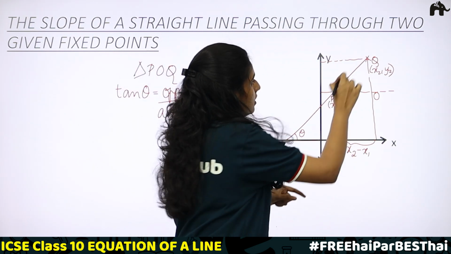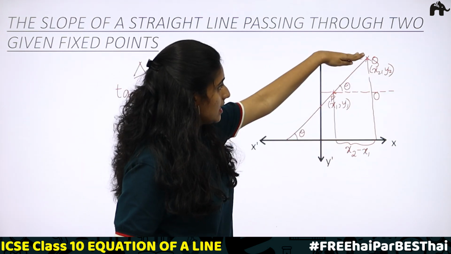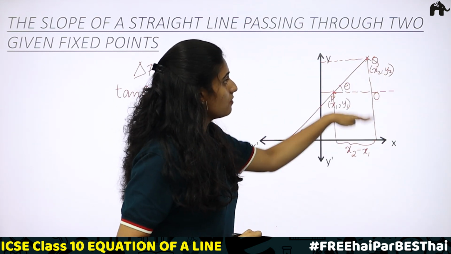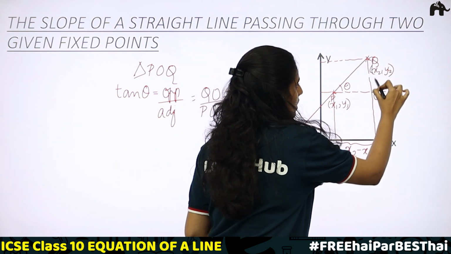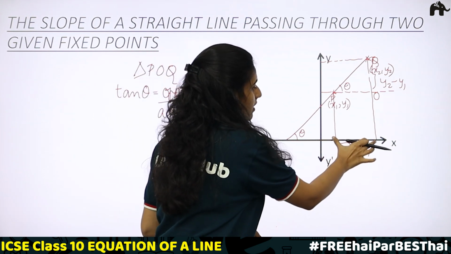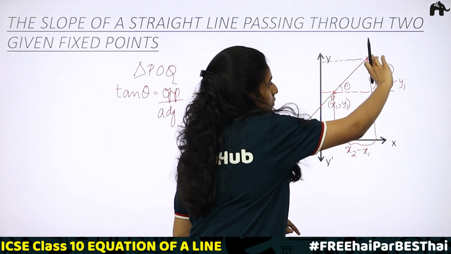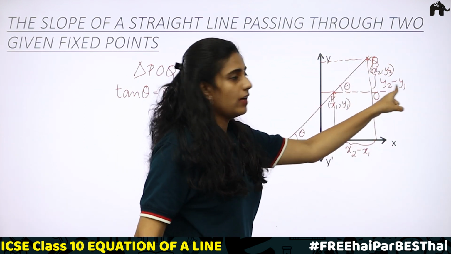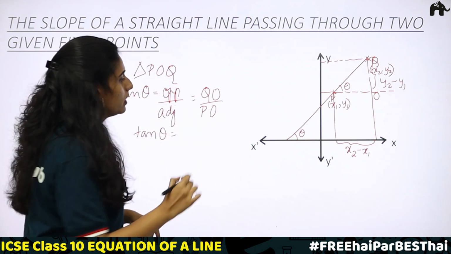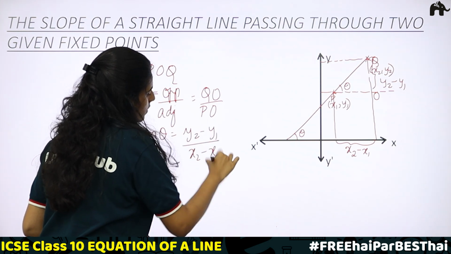Now, what about this part? The total height is Y2. Q is at a distance of Y2 and P is at a distance of Y1, which means this part will be equal to Y2 minus Y1. Okay, here we have X2 minus X1, therefore PO will be equal to X2 minus X1. QO is equal to Y2 minus Y1. Substituting, we get tan theta is equal to Y2 minus Y1 divided by X2 minus X1.